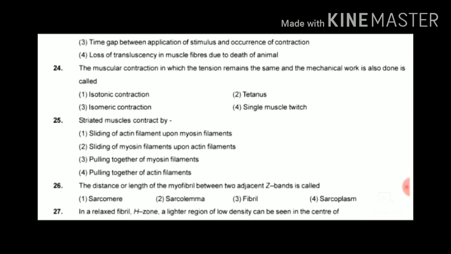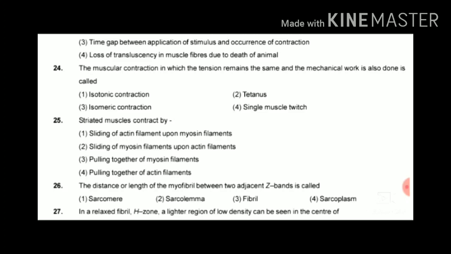Next is question number 24. The muscular contraction in which the tension remains the same and the mechanical work is also done is called: number 1, isotonic contraction. Number 2, tetanus. Number 3, isometric contraction. And number 4, single muscle twitch. Isometric contractions are those in which length will remain the same, and isotonic are those in which tension remains same but length will change. So the answer is option number 1, isotonic contraction.